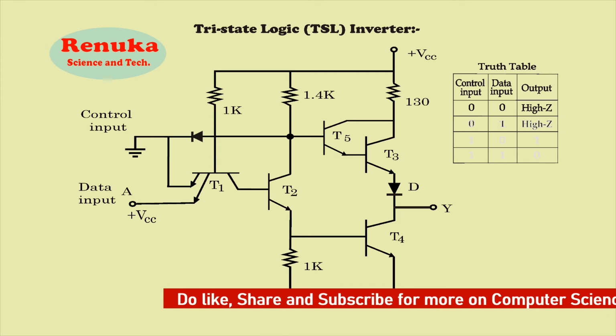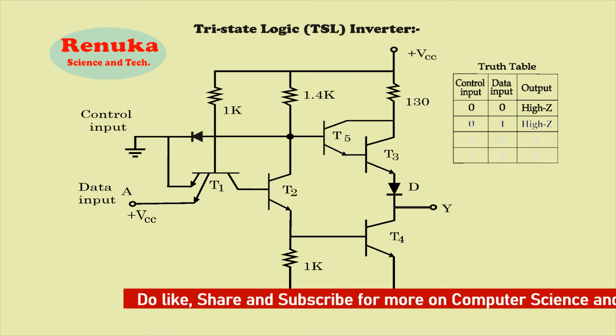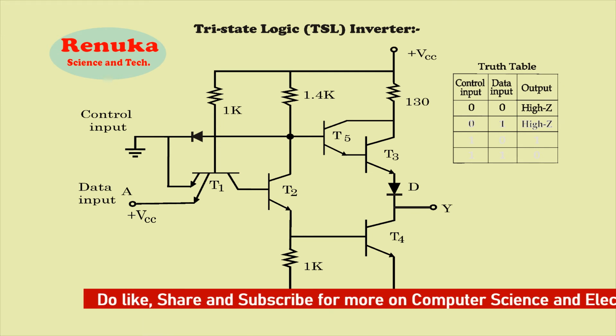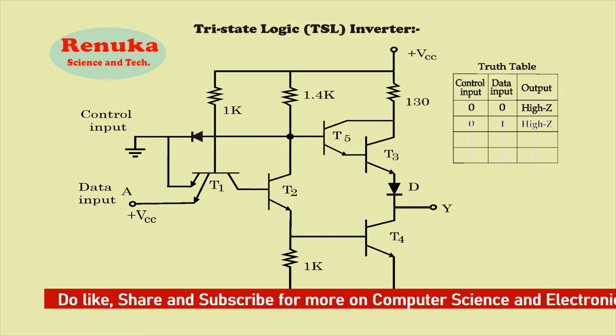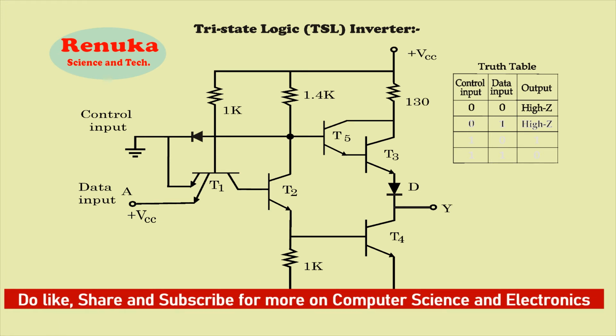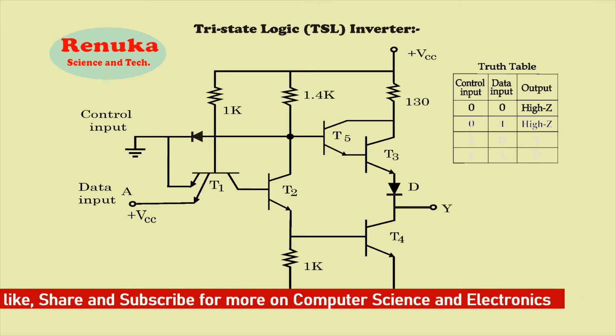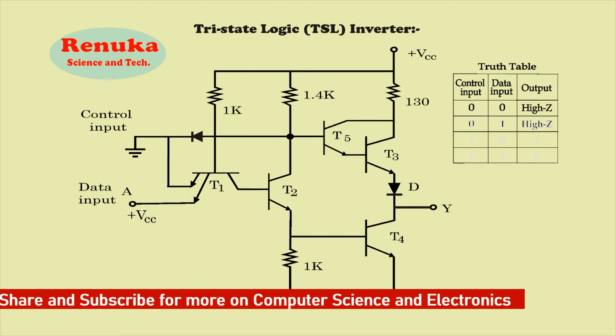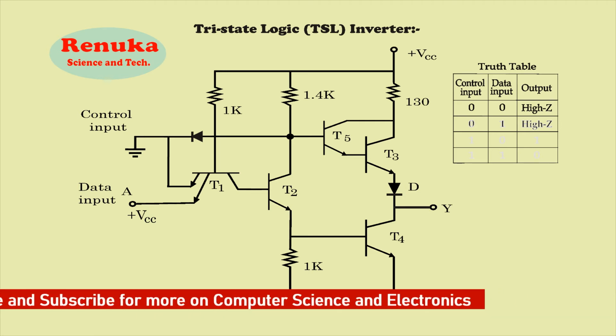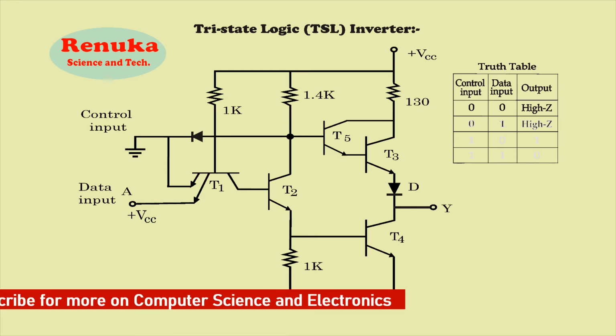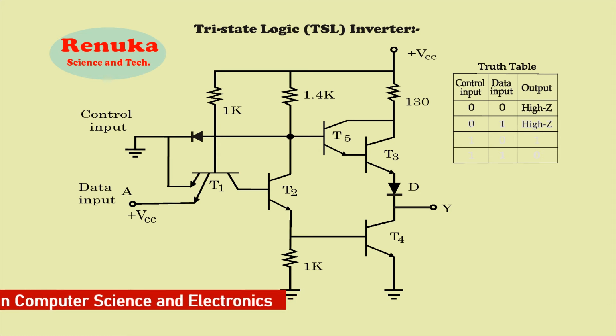So if control input is connected to 0 or low, then this state will arise. It will not bother about the data input. Whatever the condition of data input, either it will be 0 or it will be 1, the state will be high impedance in both cases. So if control input is 0, there will be a high impedance state at the output. Now let us move to the third condition.